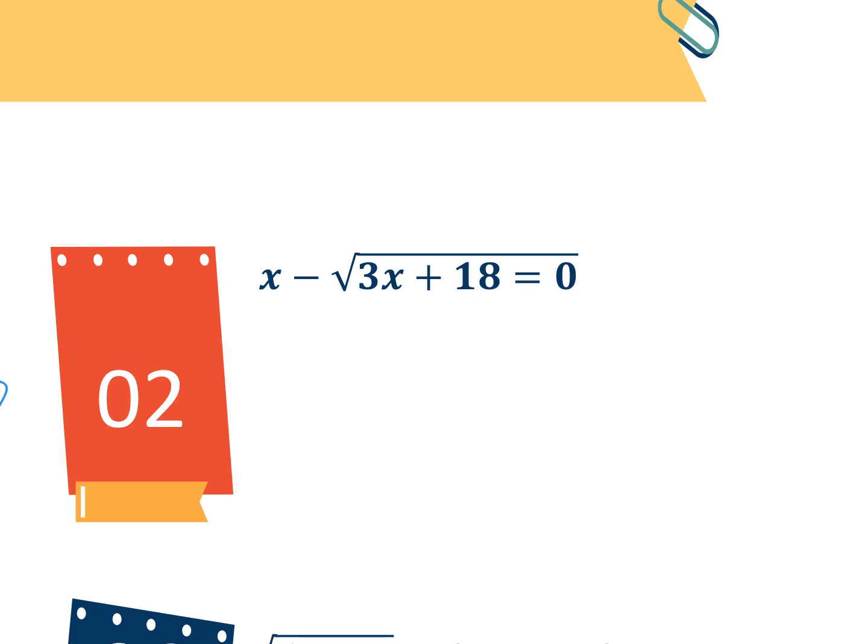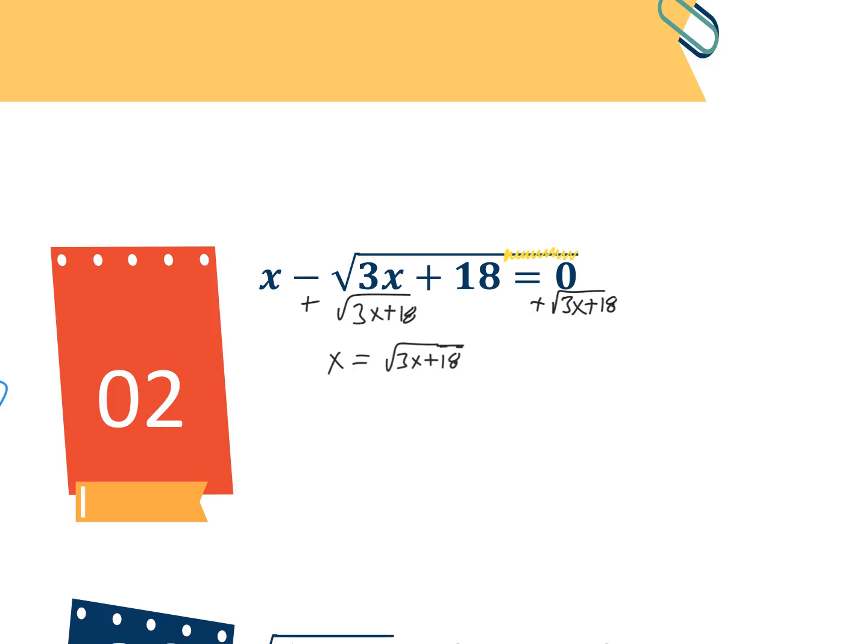All right, this one's a typo, right? That square root shouldn't be over the equal 0, so it should just end there. But it's the same exact idea. You want to isolate the square root. To do that, I can add the square root of 3x plus 18 on both sides. Then I get x equals the square root of 3x plus 18, right?